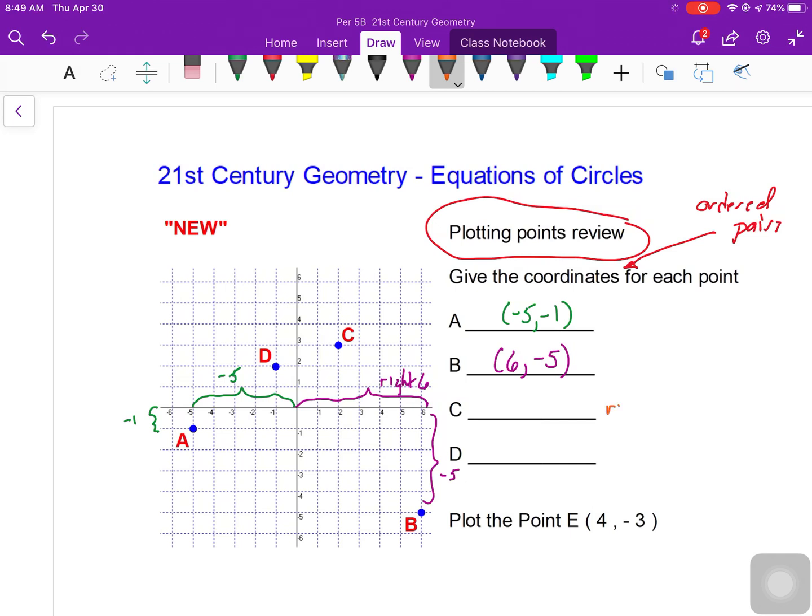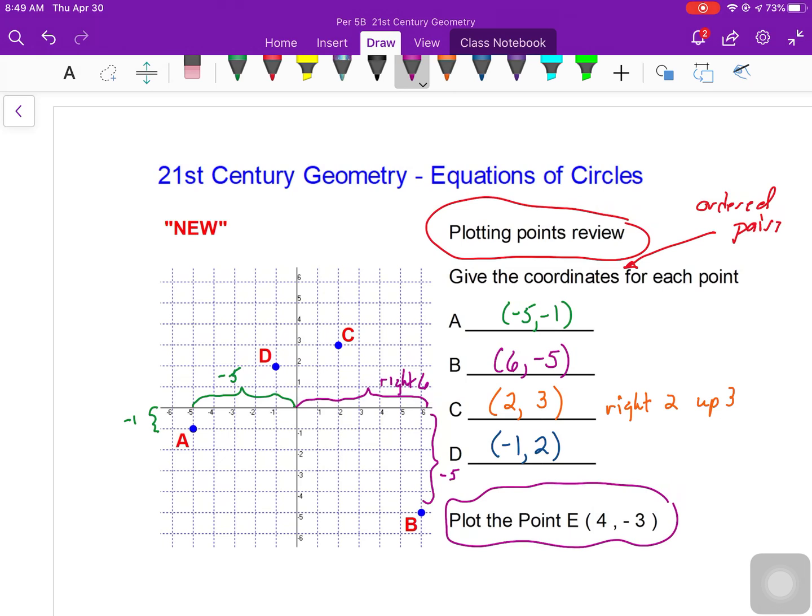For the next one, C is right 2 and up 3. If you go right 2 and up 3, the ordered pair would be 2, 3. And the last one I've asked you for the coordinates for is the D. And for D, we've gone left 1 and up 2. So the ordered pair would be -1 and 2. And again, you must have the parentheses, and you must put them in the order with the x first, then a comma, and then the y.